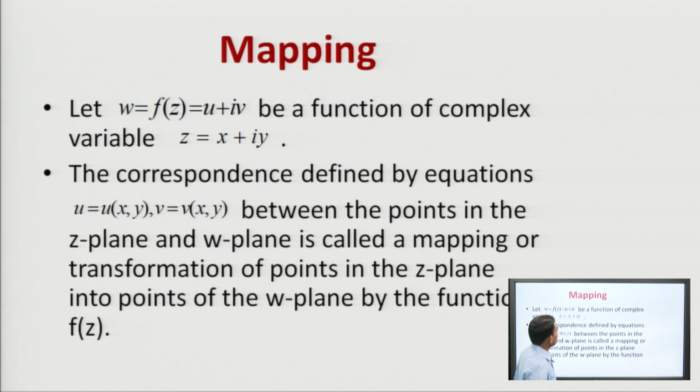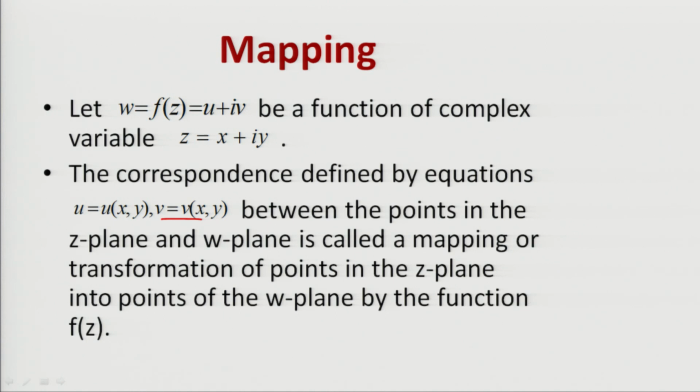Now, first of all, what is mapping? Let w = f(z) = u + iv be a function of complex variable z = x + iy. The correspondence defined by the equations u = u(x,y), v = v(x,y) between the points in the z plane and w plane is called a mapping or transformation of points in the z plane into points of the w plane by the function f(z).